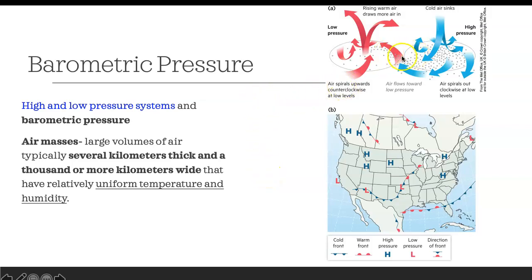Now, some basics about high pressure and low pressure systems. And you can see the dots as the gas molecules. The high pressure system is this cool, dense, cold air. Because they're heavy, they sink. And the low pressure system is this warm rising air, right? It's expanding, so the density is much less than the cold air.